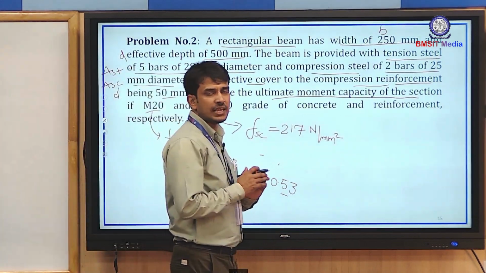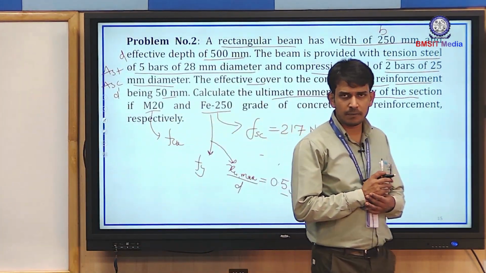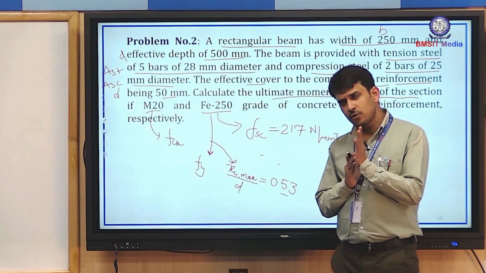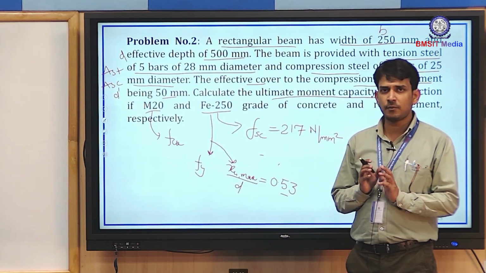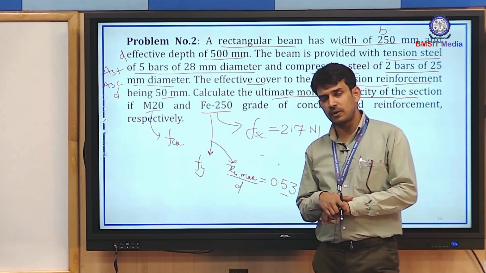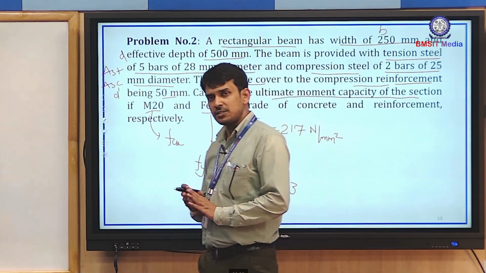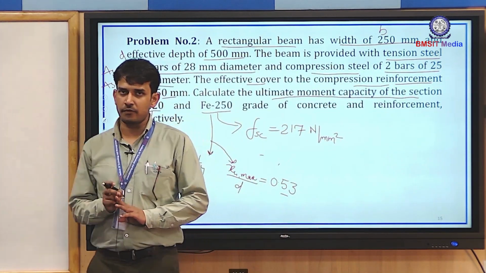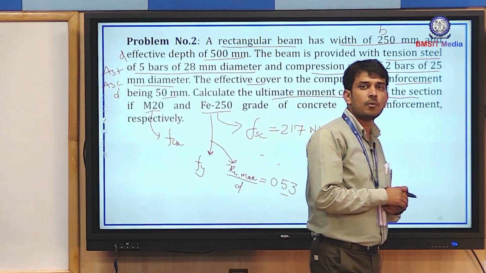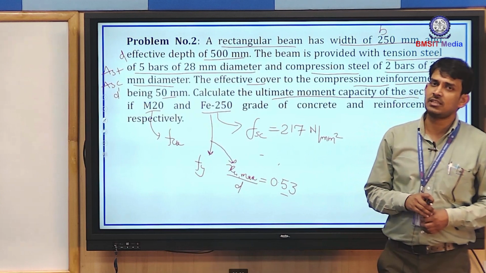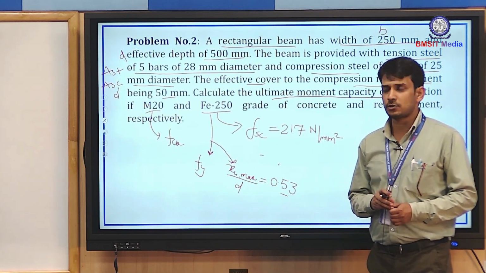And this is the end of the analysis of the doubly reinforced beam. Make sure you can differentiate: when you see that compression reinforcement is given and moment of resistance is asked to calculate, then you can understand that this problem belongs to the analysis of a doubly reinforced beam. If the compression reinforcement is not given and you are asked to calculate the moment of resistance of the beam, then you can easily understand that the beam is a singly reinforced beam.